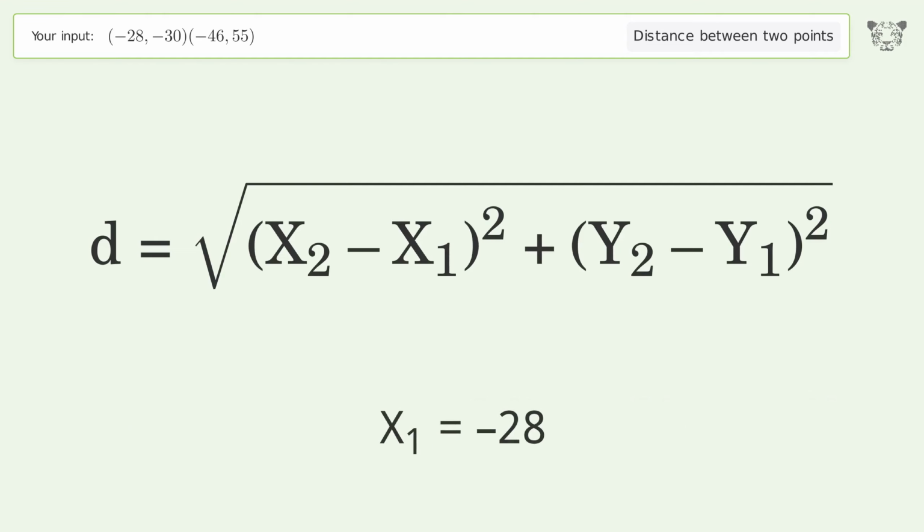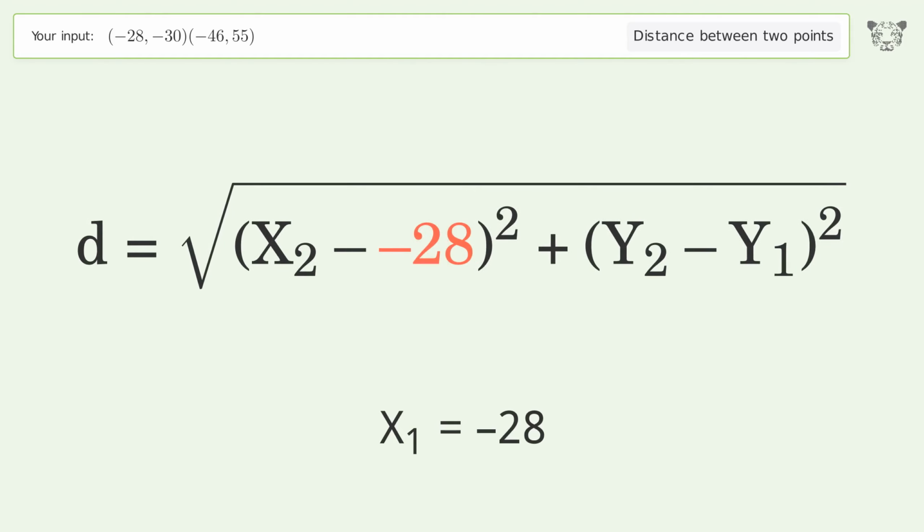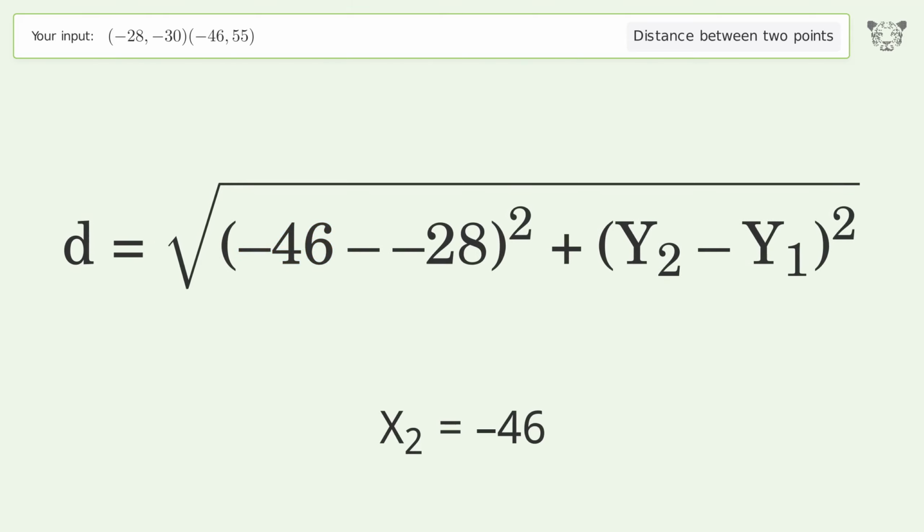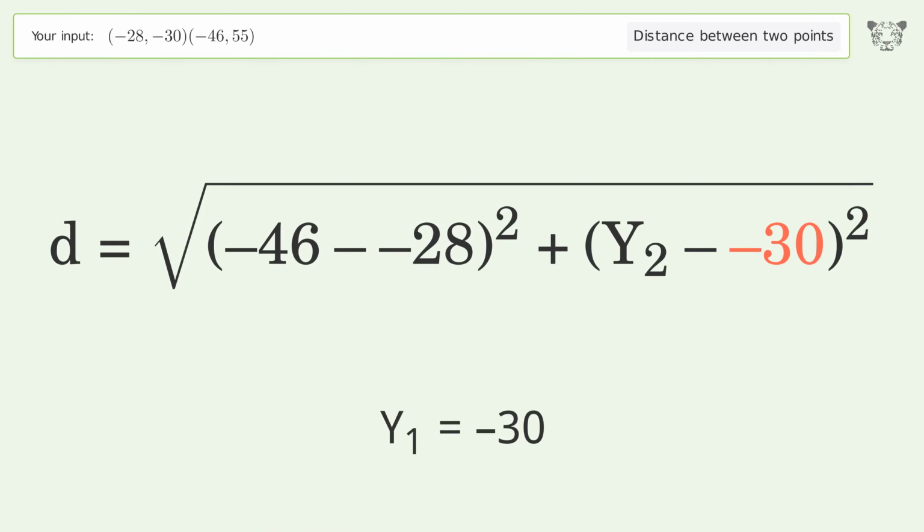x1 equals -28. x2 equals -46. y1 equals -30. y2 equals 55.